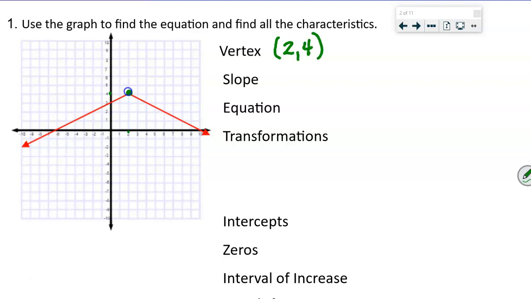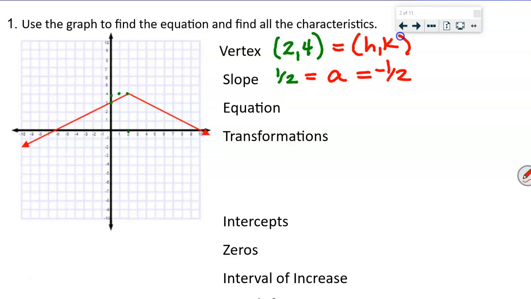Then when we look at the slope of this equation, what we want to do is look at rise over run. So I'm going to start here at this point. I'm going to go up 1 and over 1, 2. So that means our slope is going to be 1/2. And notice this graph opens down. So when we're talking through these points, recall that this is equal to h comma k, and that this is going to be equal to a. Now in this case, it opens down, so our a is actually going to be negative 1/2.